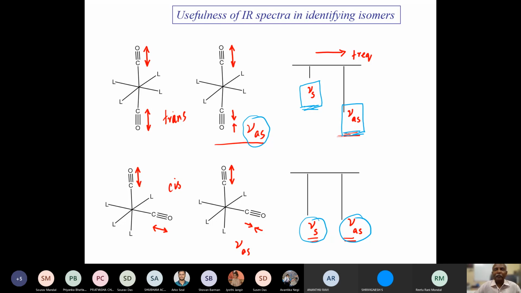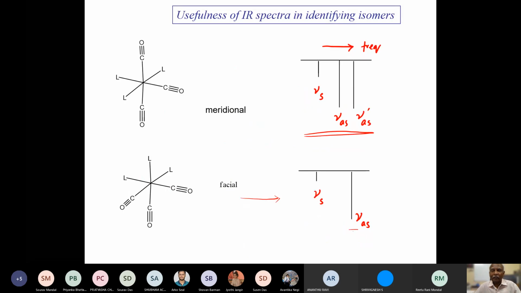This gives you an idea whether it is cis or trans. In the trans case, the intensity is much less. So that's why carbon monoxide complexes are extremely easily studied using infrared spectroscopy. Infrared spectroscopy is a very fast tool for characterization of these complexes.